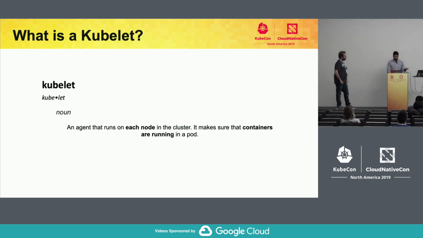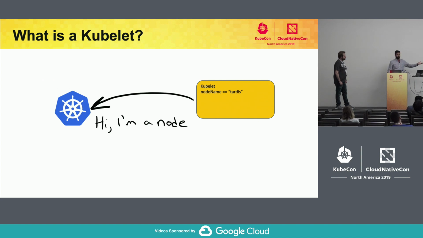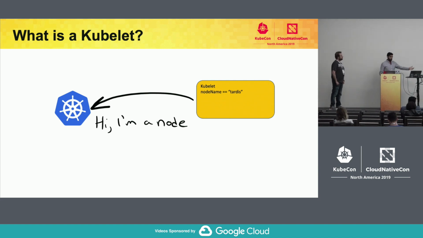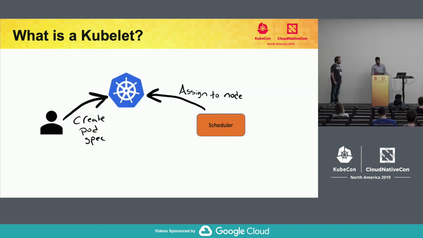In order to do this, the first thing a kubelet does is it registers a node with your actual API server, with your Kubernetes cluster. So we have a kubelet here on a node that's named TARDIS. It reaches out to the server and says, hi, I'm a node.